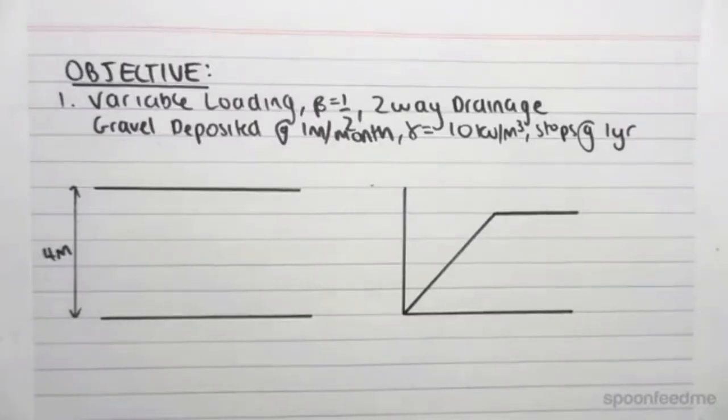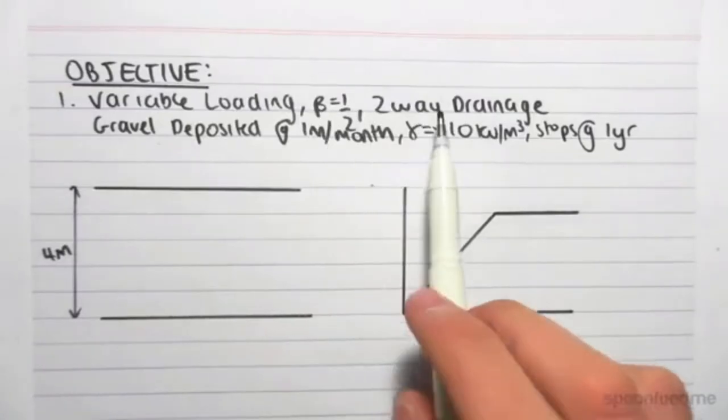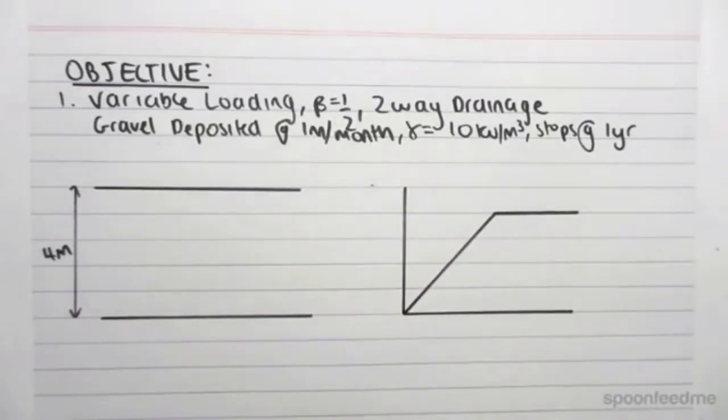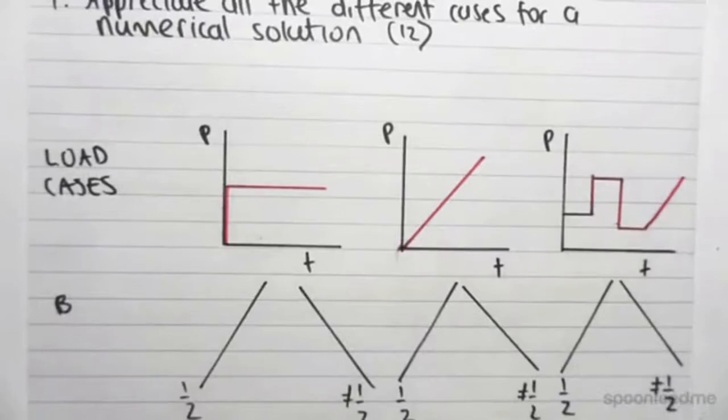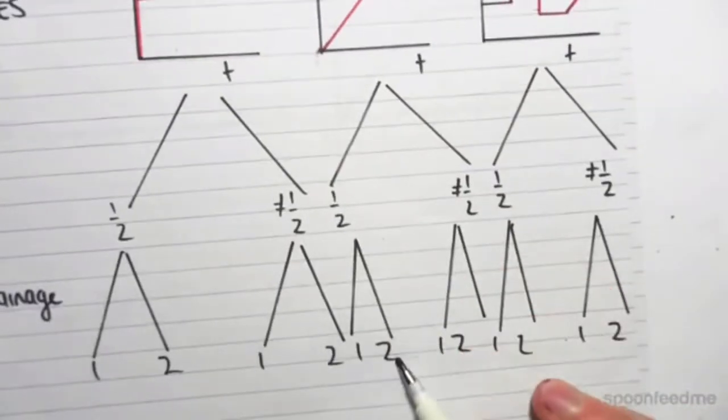Hey guys, the objective of this video is to do a variable loading case when beta equals a half and two-way drainage. So in terms of our flowchart, we're coming to a completely new branch. We're looking at variable loading, beta equaling a half, and two-way drainage.